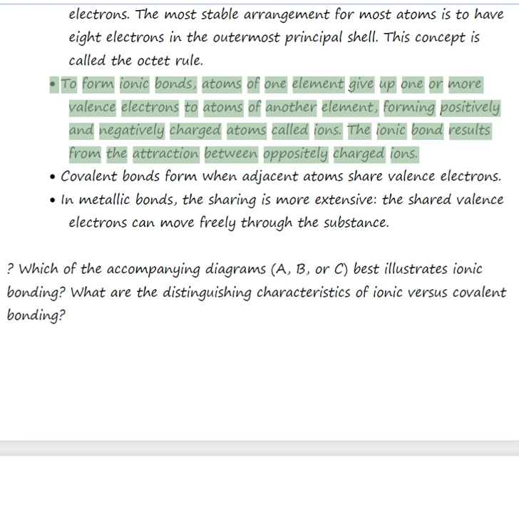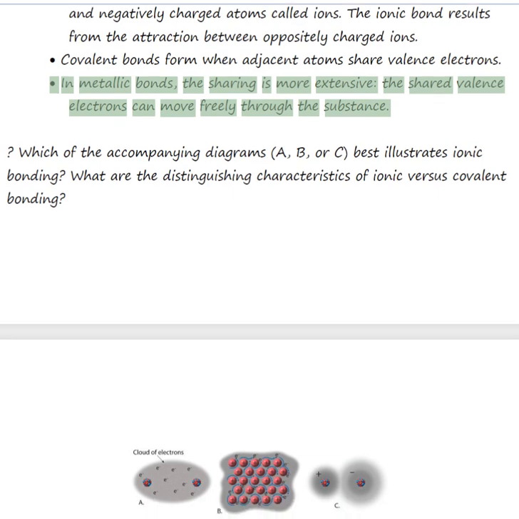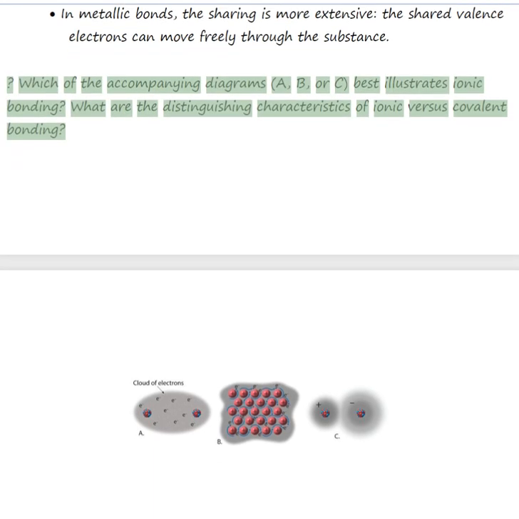The ionic bond results from the attraction between oppositely charged ions. Covalent bonds form when adjacent atoms share valence electrons. In metallic bonds, the sharing is more extensive. The shared valence electrons can move freely through the substance. Which of the accompanying diagrams best illustrates ionic bonding? What are the distinguishing characteristics of ionic versus covalent bonding?